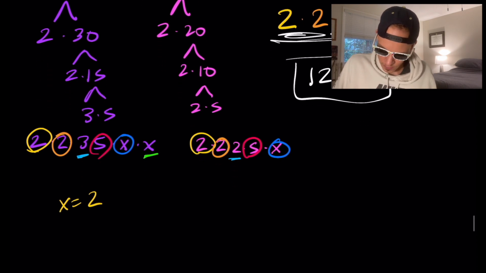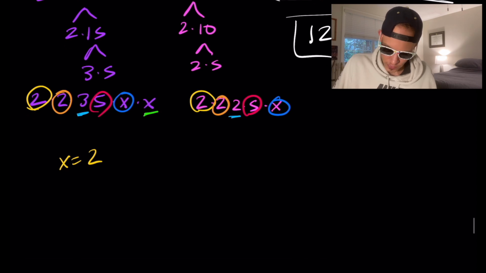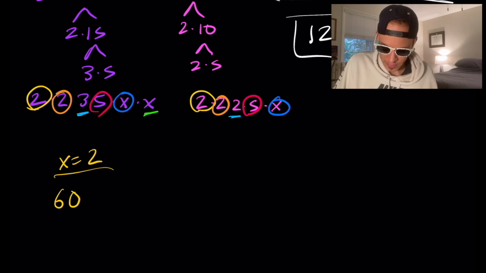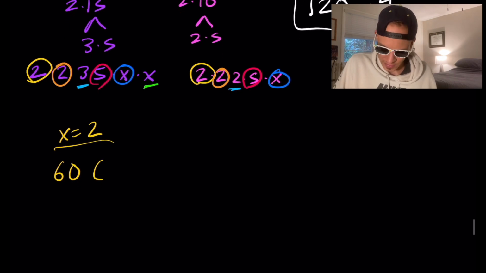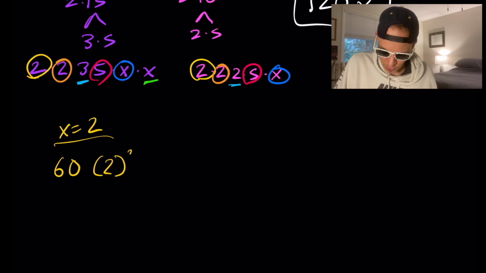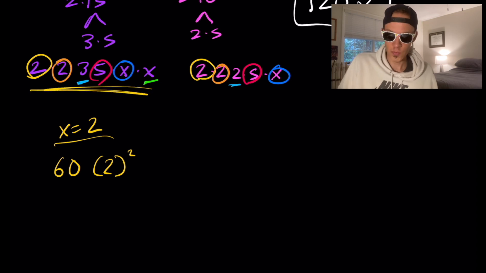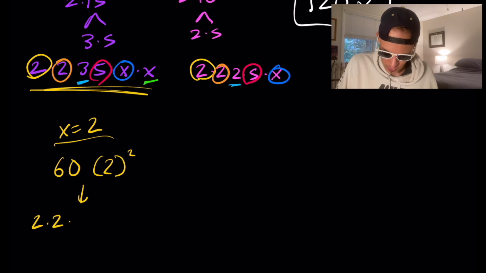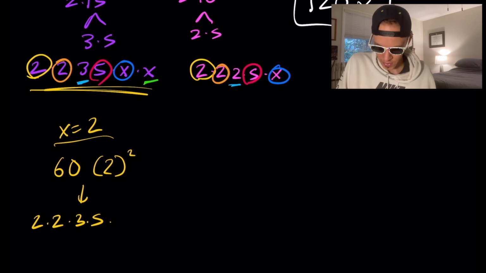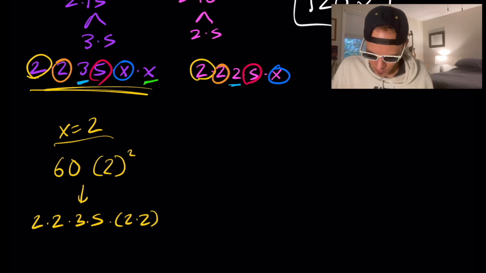So for example, if we make x equal to 2 right here, instead of 60x squared, I'll write it as 60 times 2 squared. And we know that 60x squared, its prime factorization is written right there. So I'll just rewrite this 2 times 2 times 3 times 5 times, instead of x times x, I'll write times 2 times 2, and I'm going to keep that in parentheses.